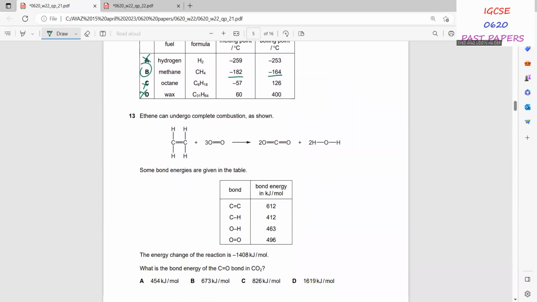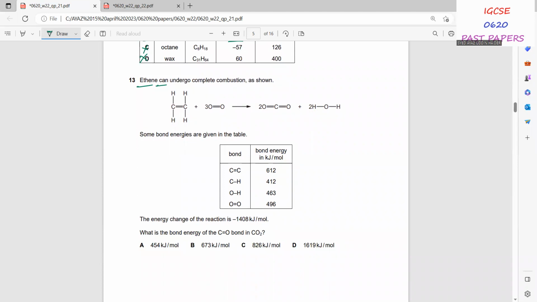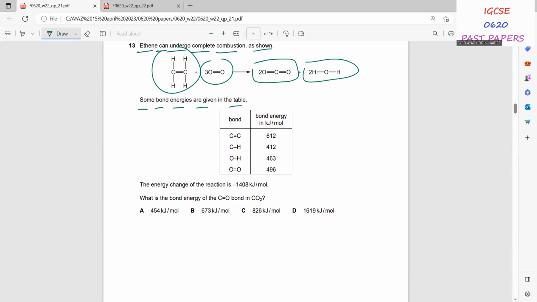Number 13. Ethene can undergo complete combustion as shown. This is the formula of ethene. We have 3O2 plus 2CO2 plus 2H2O as the products. Some bond energies are given in the table. Here we have bond energies in the table. The energy change of the reaction is minus 1408 kilojoule per mole. What is the bond energy of the C=O bond in CO2?